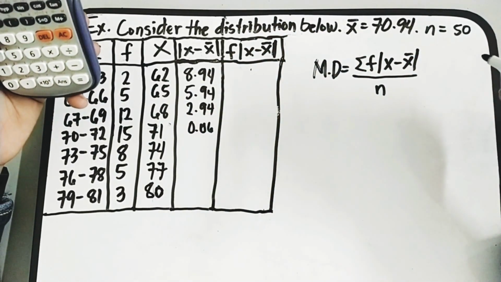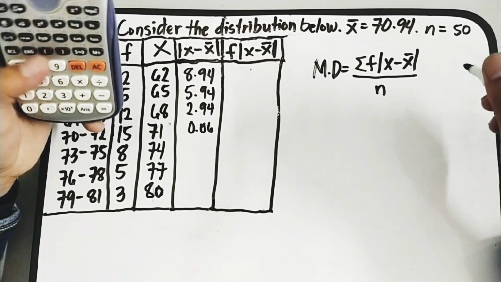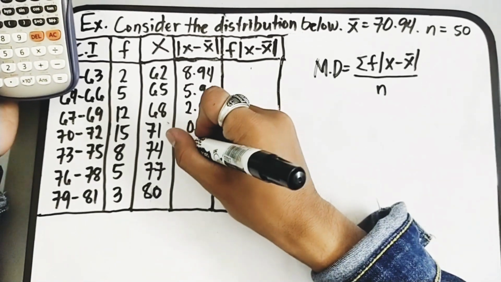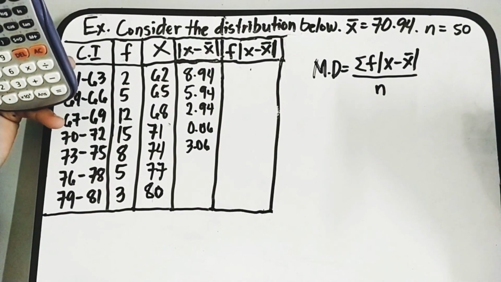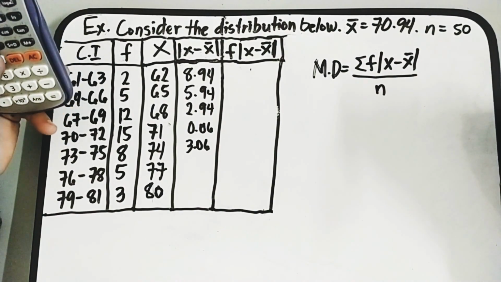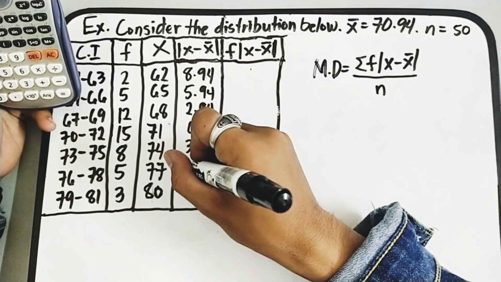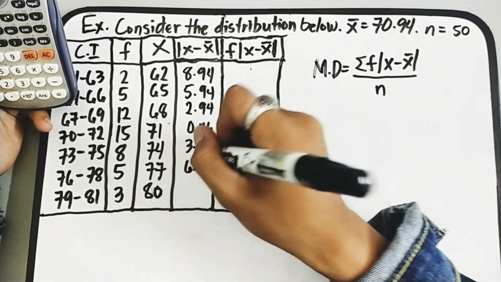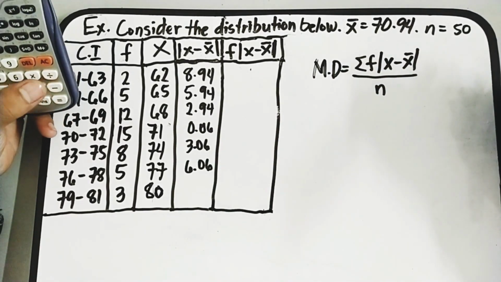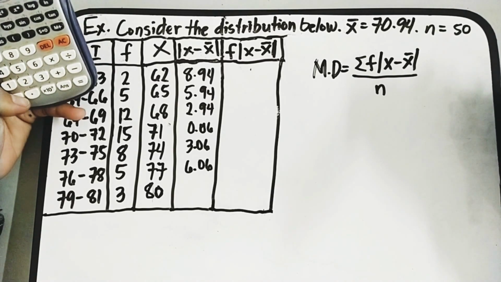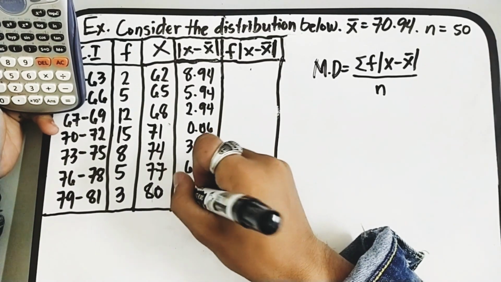So we have 74 minus 70.94, the answer is 3.06. Okay, we have 77 minus 70.94. The answer is 6.06. And lastly we have 80 minus 70.94. The answer is 9.06.